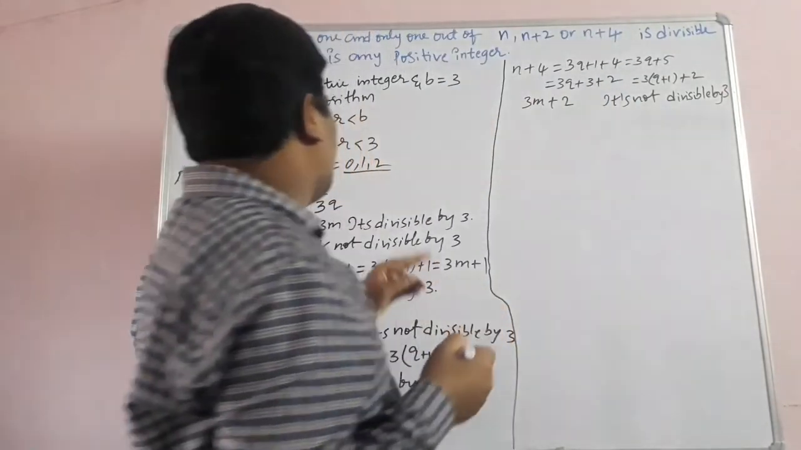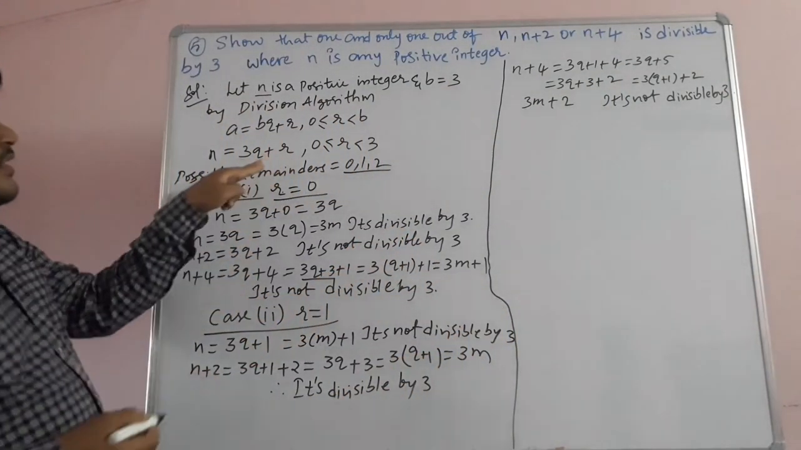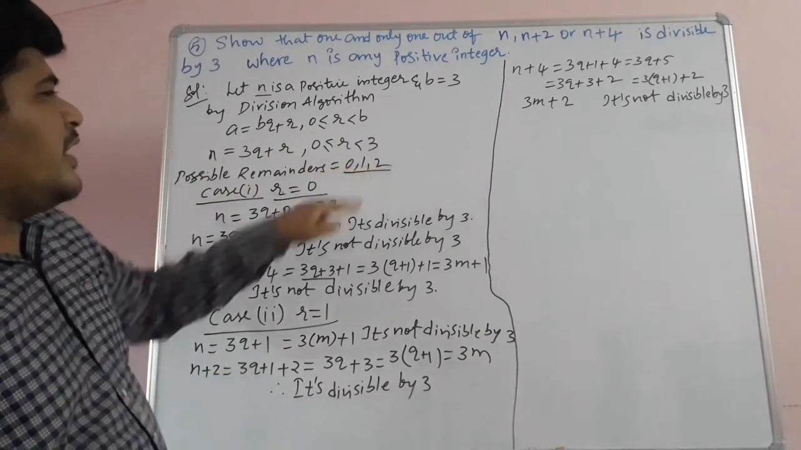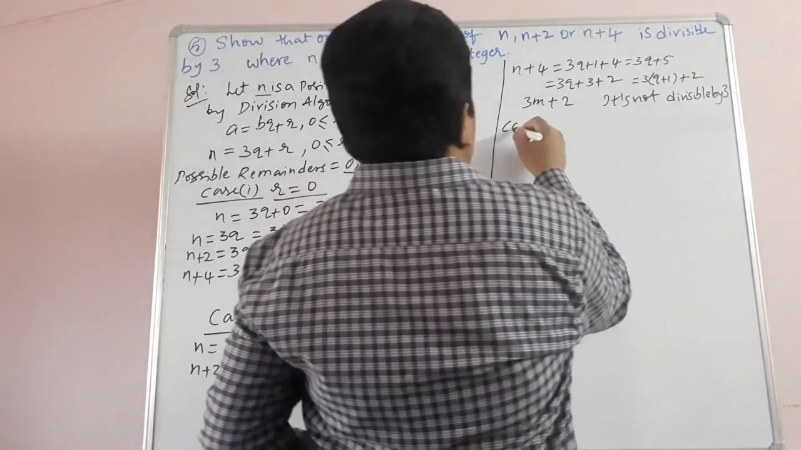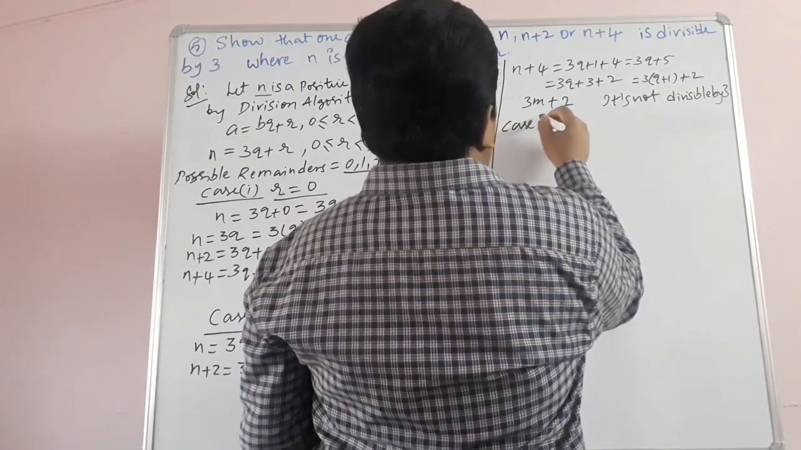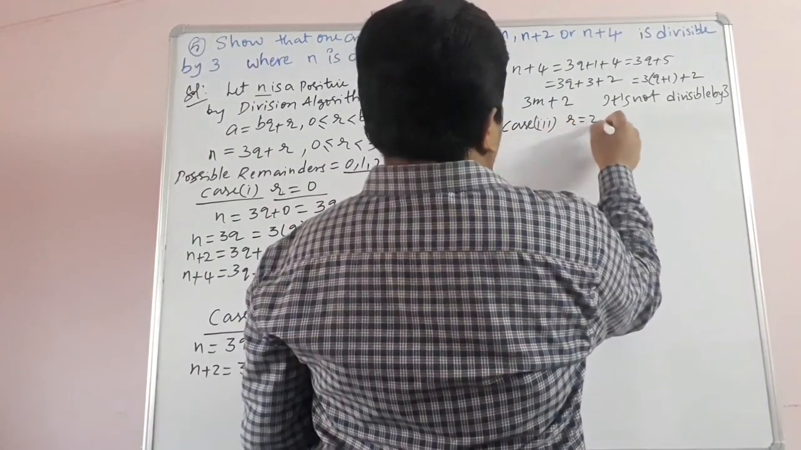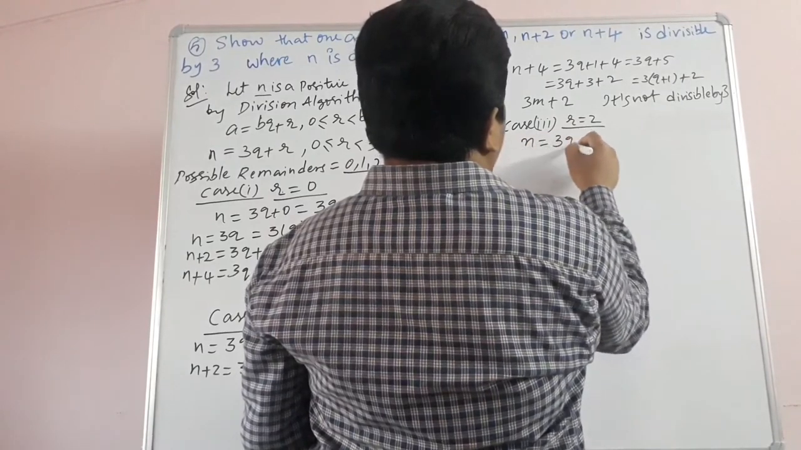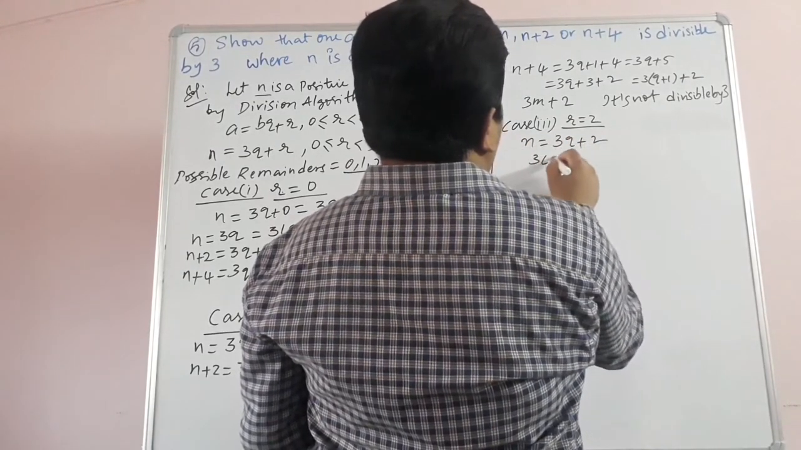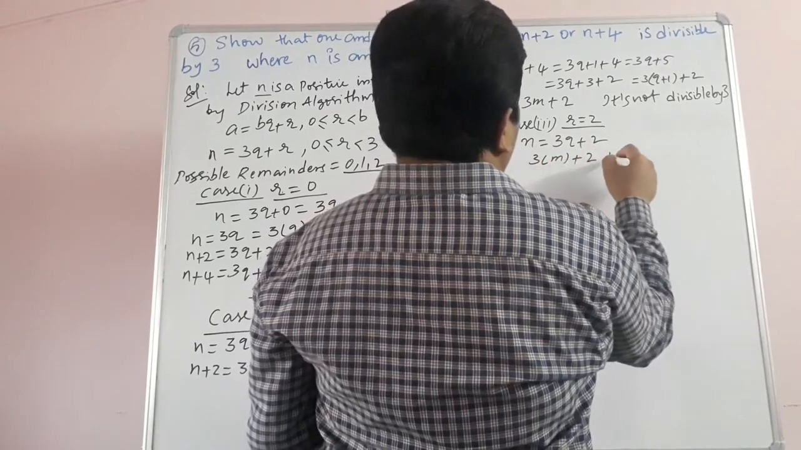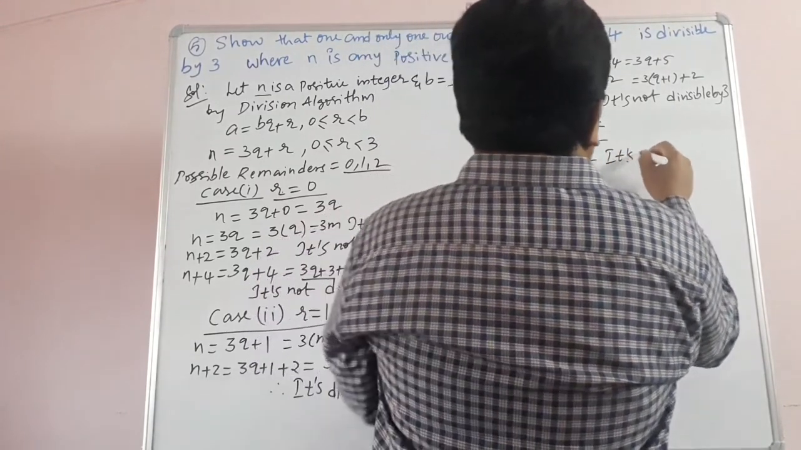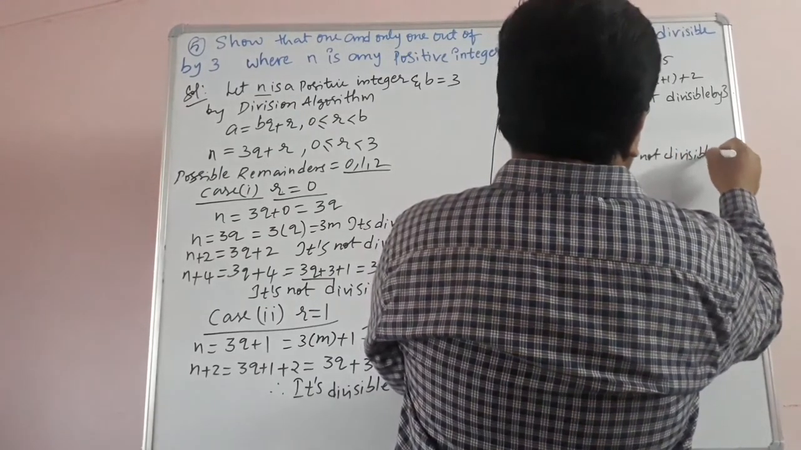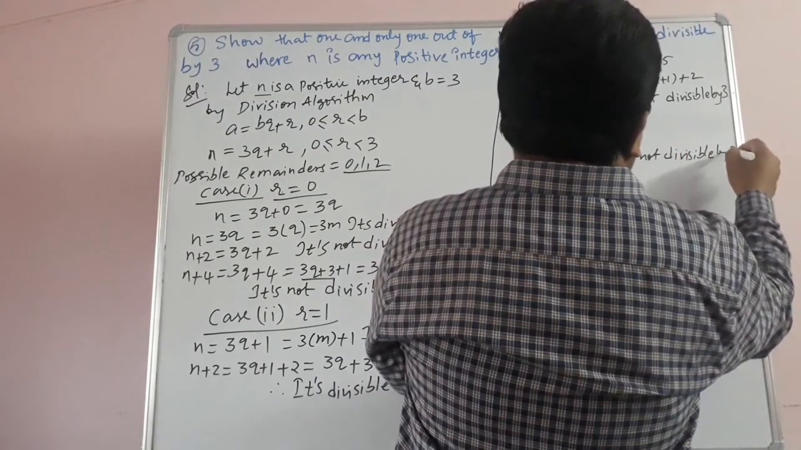So children, now take the last case, r is equal to 2. Possible remainders are 0, 1 and 2, no? So take now r is equal to 2. So case 3, r is equal to 2. If you take r is equal to 2, what is n equal to, children? 3q plus 2. It's in the form of 3 into something plus 2. It's not divisible by 3.